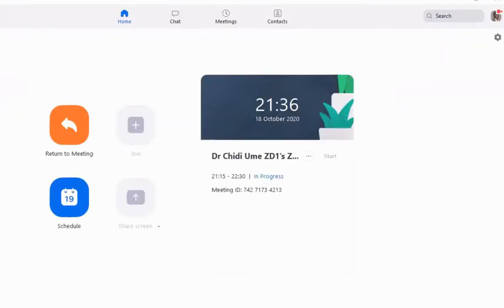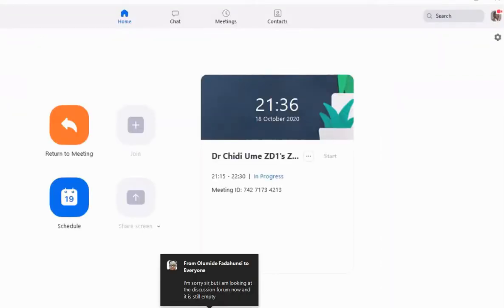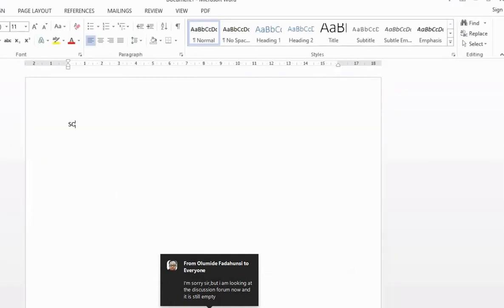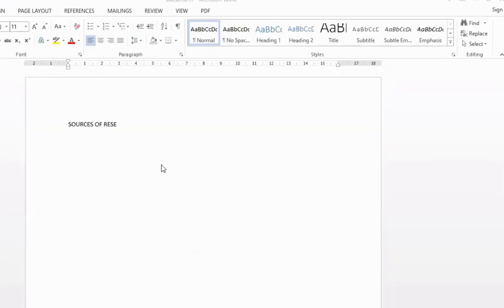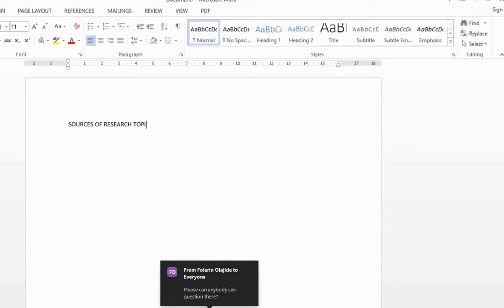Research topics. If you want to carry out a research, where do you hope to find the research topics? Now, there are several sources. There are several ways or several places we can find research topics. We can find research topics from existing literature.